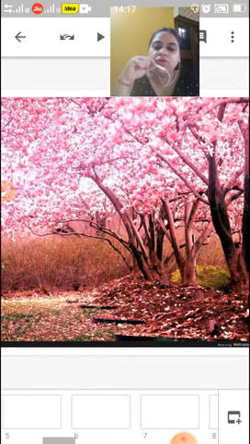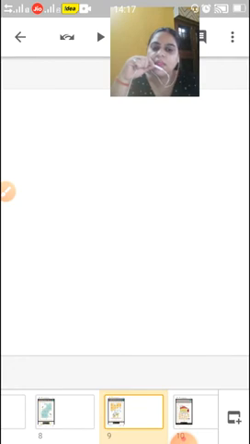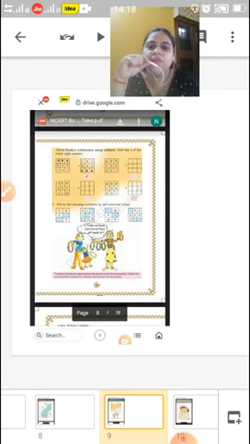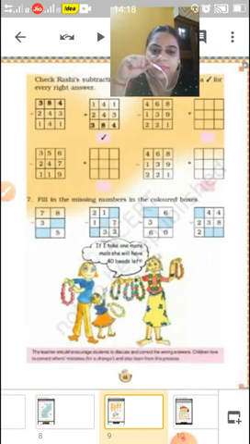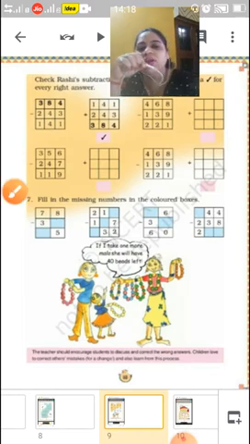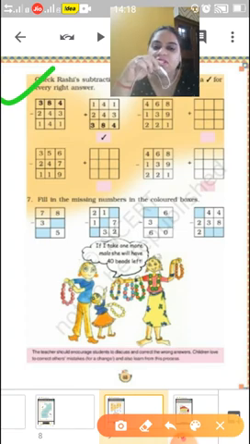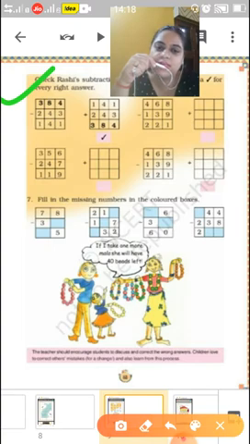Okay, so let's start with our chapter 6. Now page number 83. So children, the above questions we have done. Now we will do this 7th question. Fill in the missing numbers in the colored boxes.